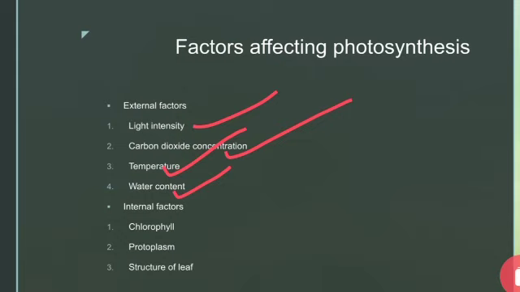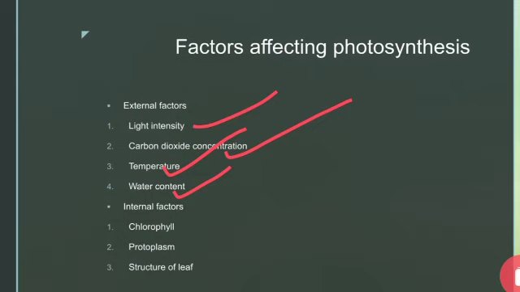As we come to the topic of light intensity, when the leaves are exposed to light, photosynthesis occurs. But if the intensity of light increases, the photosynthesis rate increases up to a certain level, and after that it again comes to a constant level.